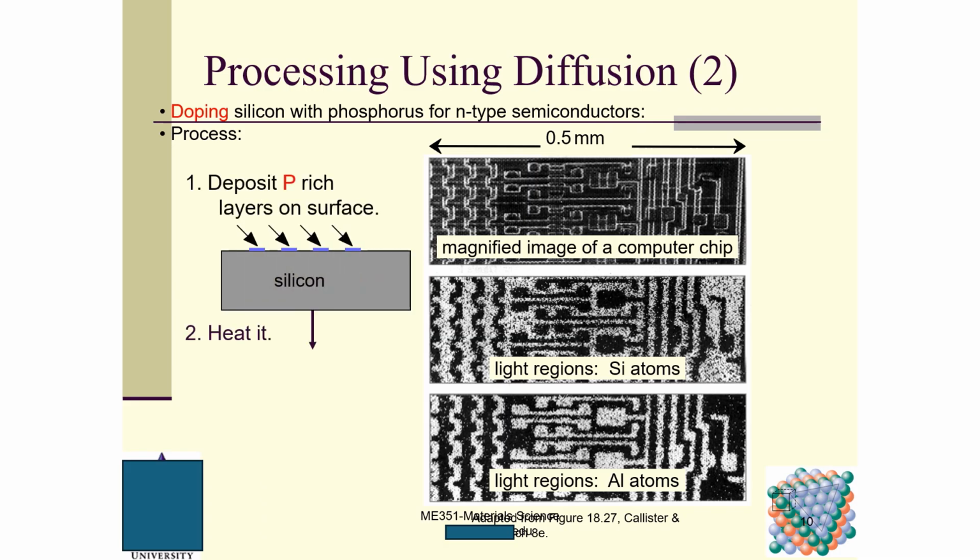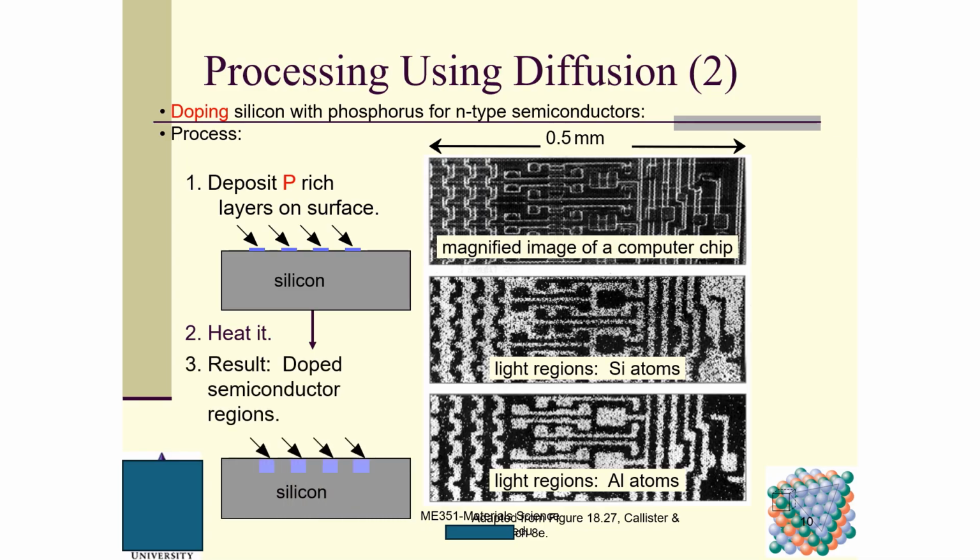So the second example about the engineering application of diffusion is doping silicon with phosphorus for N-type semiconductors. So what are N-type semiconductors? If you have taken the fundamentals of electronics, you might already know this concept.